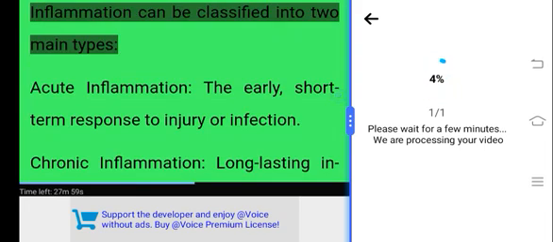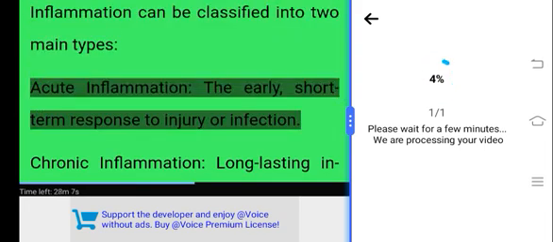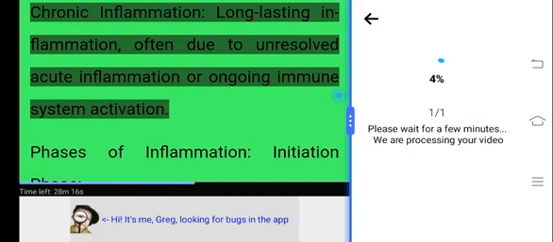Inflammation can be classified into two main types. Acute inflammation, the early, short-term response to injury or infection. Chronic inflammation, long-lasting inflammation, often due to unresolved acute inflammation or ongoing immune system activation.